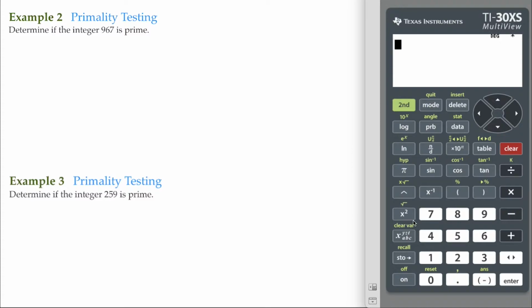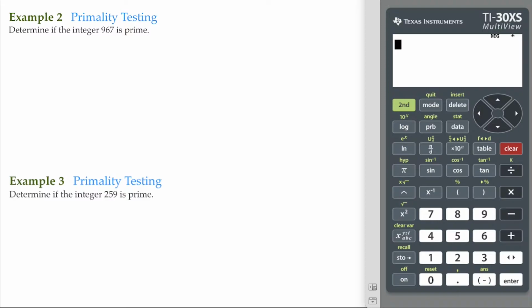It should also have a square key. This is a caret key. A caret key allows us to raise a base to a particular power. It should also have a pi key and this logarithm key right here.